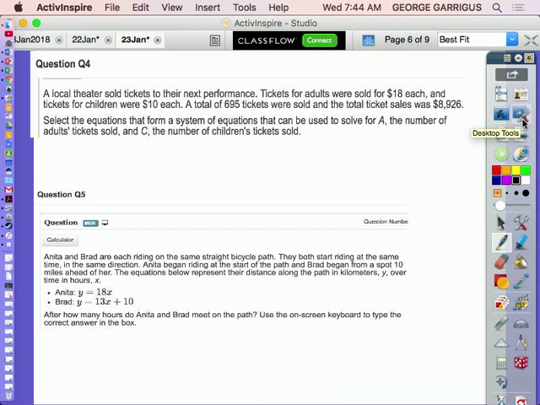Problem 4. A local theater sold tickets to their next performance. Tickets for adults were sold for $18 each, and tickets for children were $10 each. Okay, well, then we know that it's $18 for an adult ticket, plus it's $10 for a child's ticket. It tells you that they sold 695 tickets. Well, that doesn't have anything to do with the cost. That's just the adult and the children's tickets totaling 695 tickets.